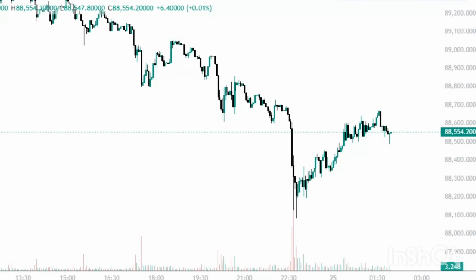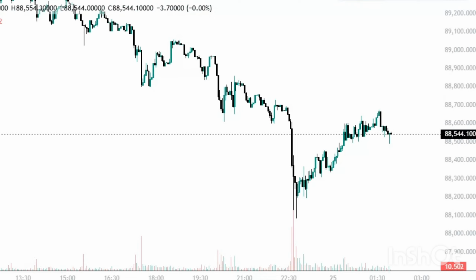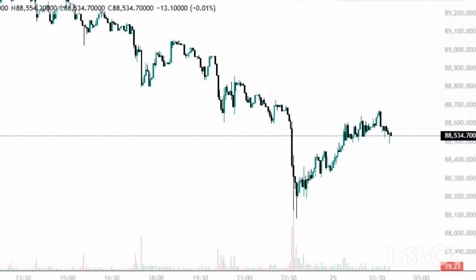90% of traders think their problem is strategy. They keep switching indicators, changing concepts, jumping from one model to another. But the real difference between losing traders and profitable traders is something completely different.